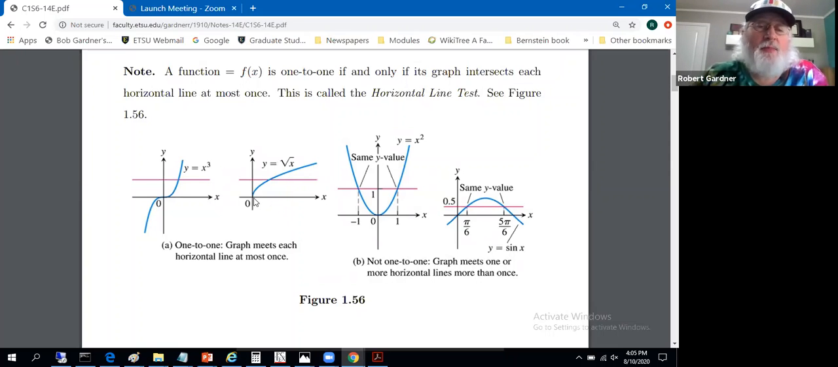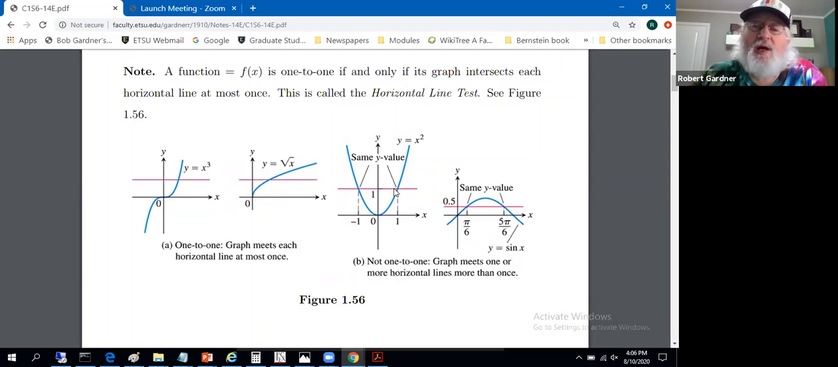So exactly one point if I draw that horizontal line at or above the x-axis. If I draw it below the x-axis, it doesn't intersect the graph of that blue function at all. So that's why the at most once. Some examples of non-one-to-one functions. Squaring function, y equals x squared.